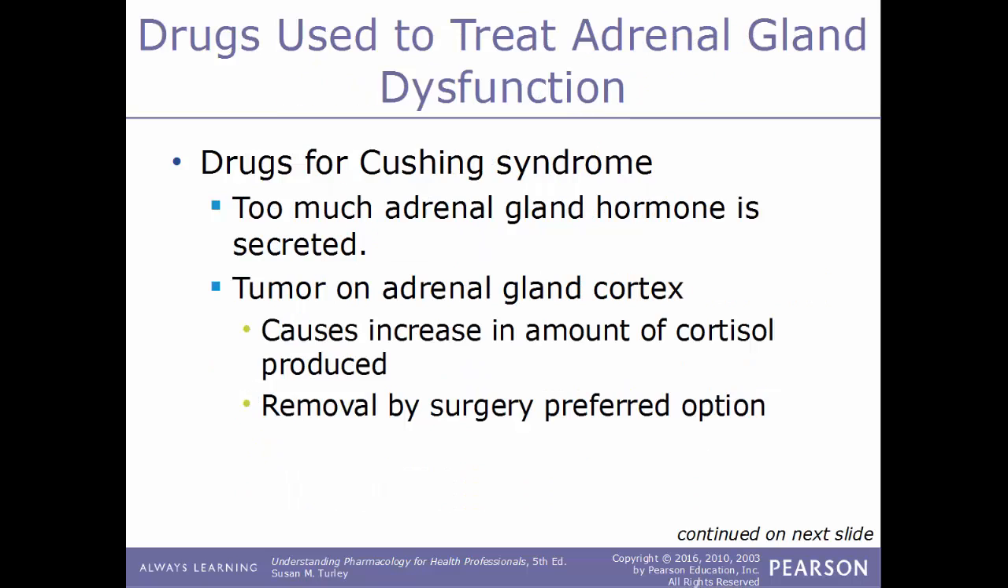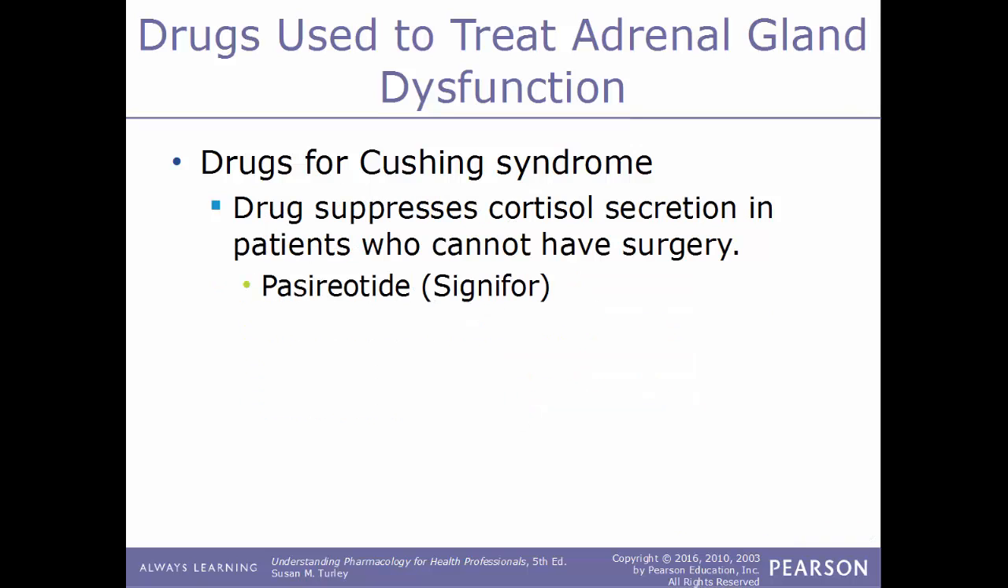Now we'll talk about drugs that are used to treat dysfunction of the adrenal glands. One condition that can arise from adrenal gland dysfunction is Cushing syndrome. This is where you have too much adrenal gland hormone being secreted, and it's usually caused by a tumor on the adrenal gland cortex. This causes an increased amount of cortisol being produced, which over time can become very serious. The preferred option for treatment is having the tumor removed surgically. Drugs used to help treat Cushing syndrome suppress cortisol secretion in patients who cannot have surgery. An example of this kind of drug would be pasireotide.